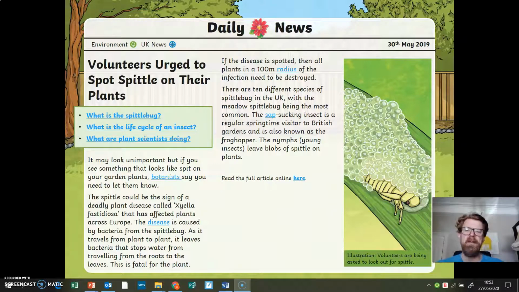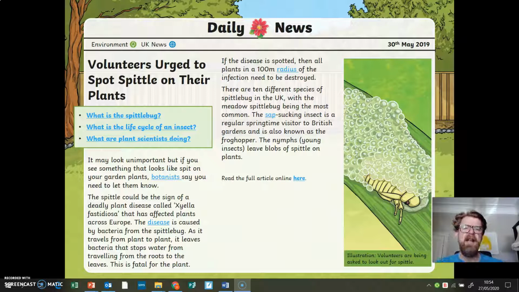The disease is caused by bacteria from the spittlebug. As it travels from plant to plant, it leaves bacteria that stops water from travelling from the roots to the leaves. This is fatal for the plant. If the disease is spotted, then all the plants in a 100-metre radius of the infection need to be destroyed. There are 10 different species of spittlebug in the UK, with the meadow spittlebug being the most common. The sap-sucking insect is a regular springtime visitor to British gardens and is also known as the frog hopper. Well, I never knew that. The nymphs, which are young insects, leave blobs of spittle on plants.